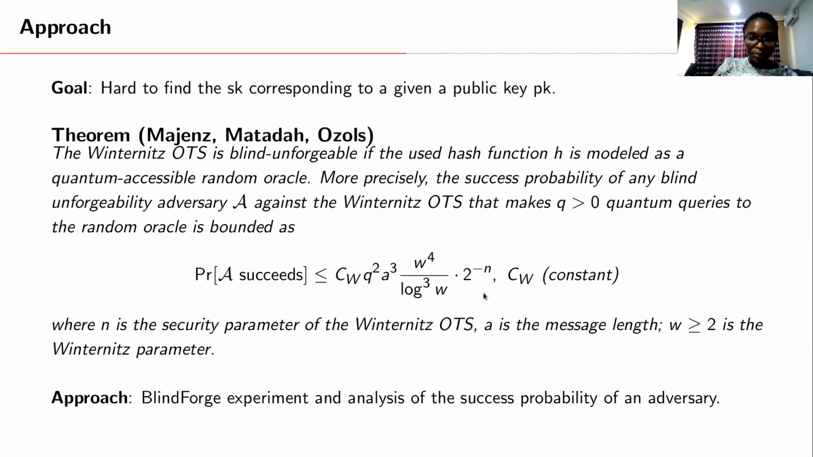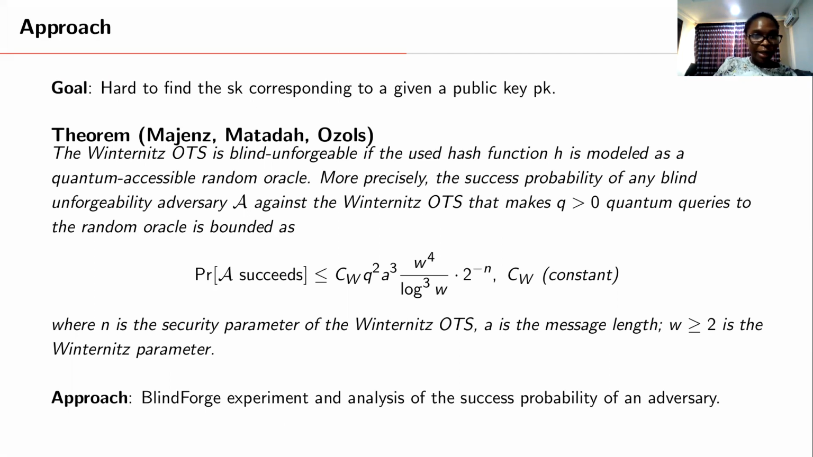Here, C_W is just a constant, Q is the number of queries, A is the message length, W is the Winternitz parameter, and N is the security parameter. More formally, our approach to show this theorem is to execute the blind forge experiment and analyze the success probability of an adversary to win it.